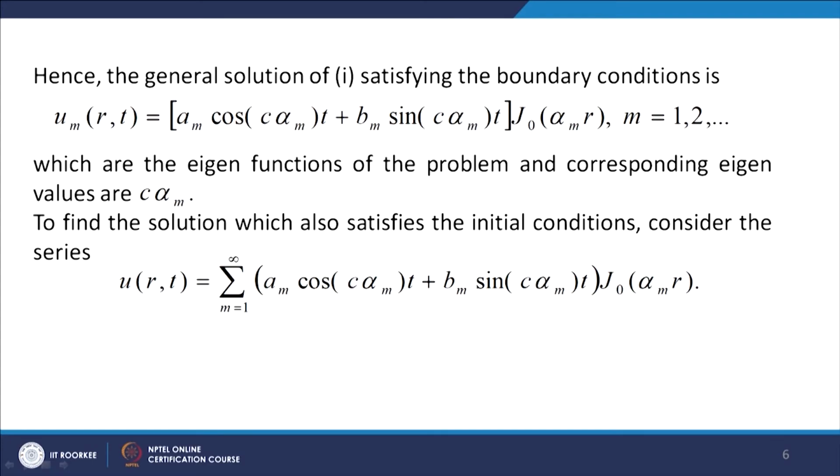Now these Um(r,t) are then the eigenfunctions of the problem, and the corresponding eigenvalues are c alpha m. Now, to find the solution which also satisfies the initial conditions, let us consider the series U(r,t) equal to sigma m equal to 1 to infinity am cos c alpha m t plus bm sin c alpha m t times J0(alpha m r). M takes values from 1 to infinity.